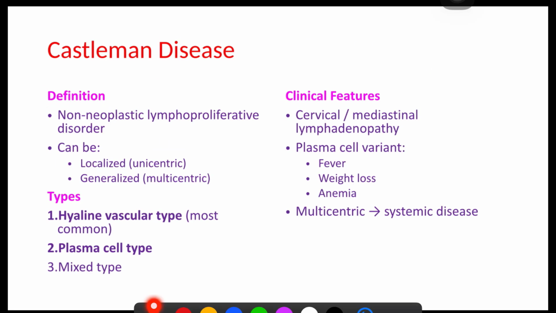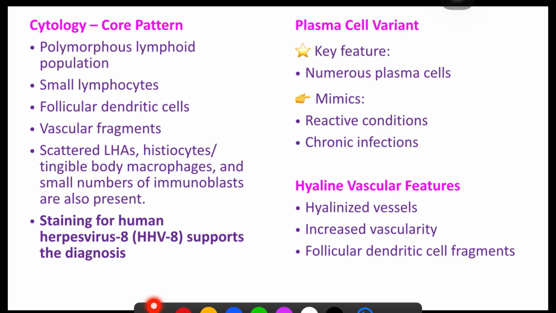Now, Castleman disease. It is a non-neoplastic lymphoproliferative disorder having two types: one is unicentric, the second is multicentric. Morphologically, there are hyaline vascular type, which is most common, plasma cell type, and mixed type. Clinically, cervical and mediastinal lymphadenopathy is there. Plasma cell variant shows fever, weight loss, anemia, and multicentric shows systemic disease.